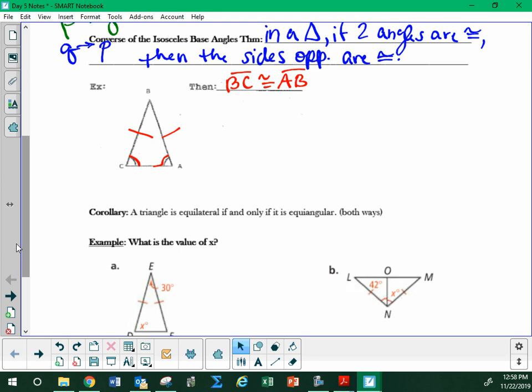But a triangle is equilateral if and only if it is equiangular. What does it mean to be equilateral? Say it again, Henry. Good, our sides are congruent. What do you guys think it means if it's equiangular? All the angles are congruent. Good.